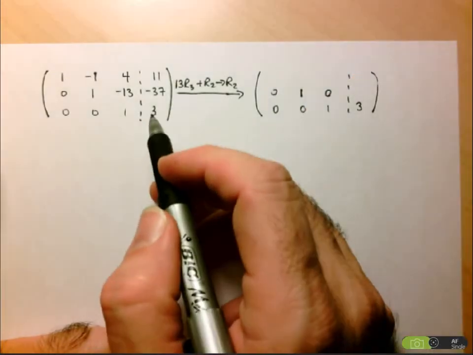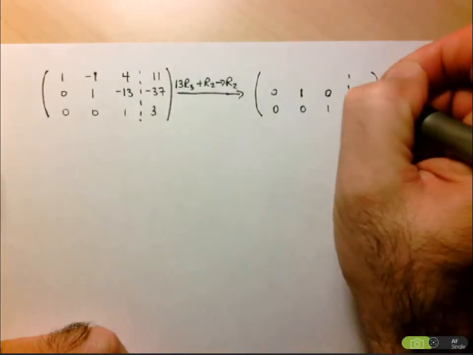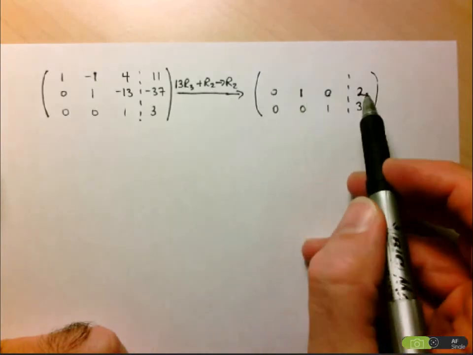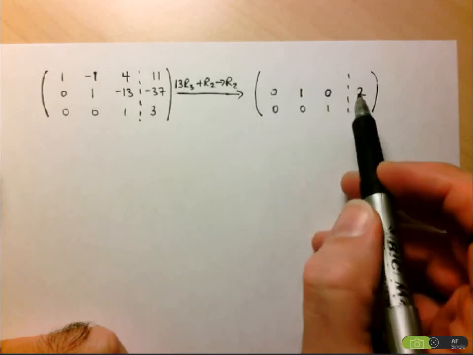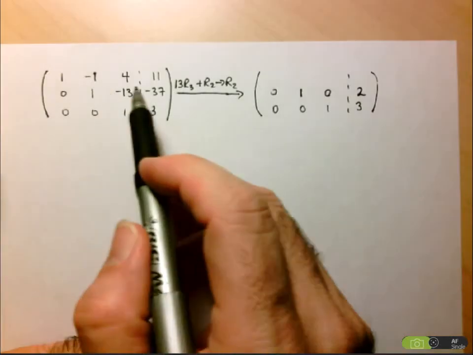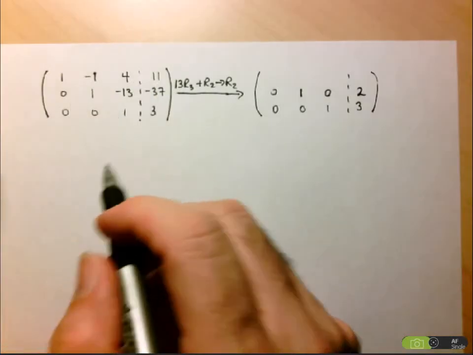13 times 3 is 39 minus 37, and that's equal to 2. And we see that we can read off the answer for y equals 2, which is exactly what we found earlier on.